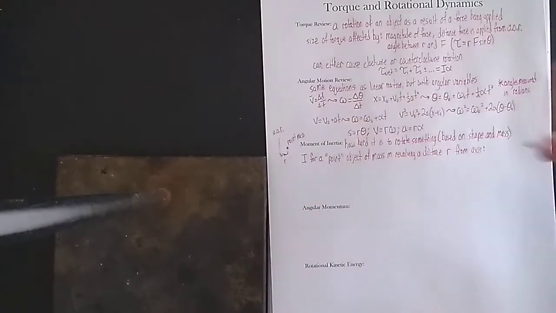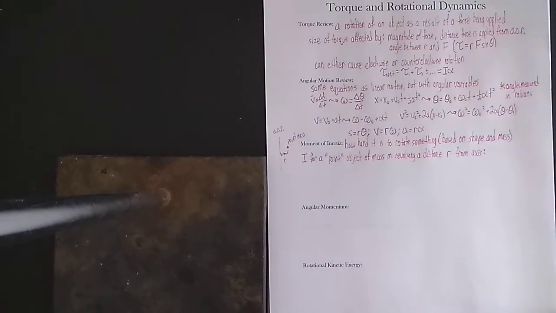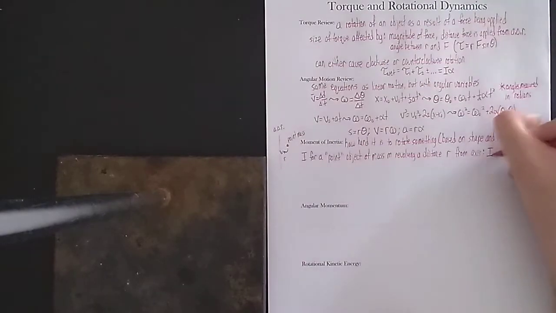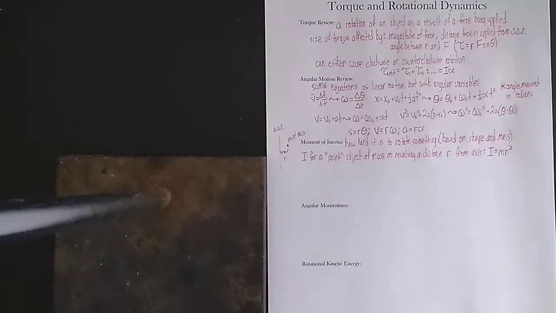The equation for the moment of inertia for a point object like this of mass m revolving distance r from the axis is as follows. I equals mr squared. And yes, that is one equation that you do need to memorize right now. That is an equation that would be a good idea to memorize. Okay? So that's for a point mass.